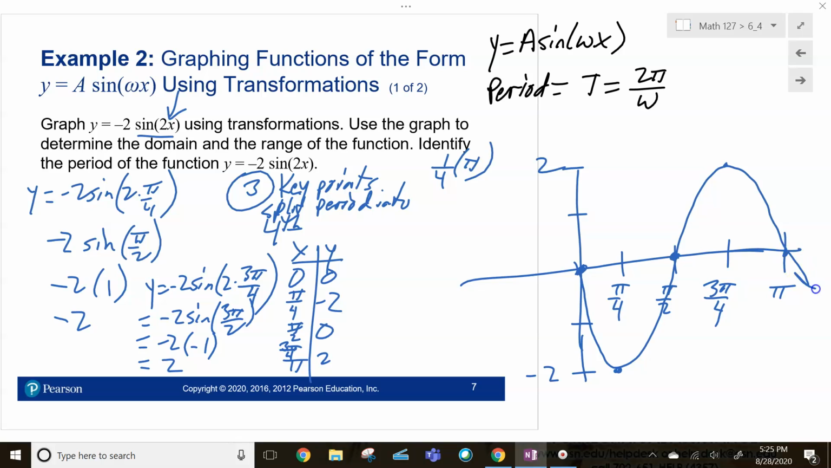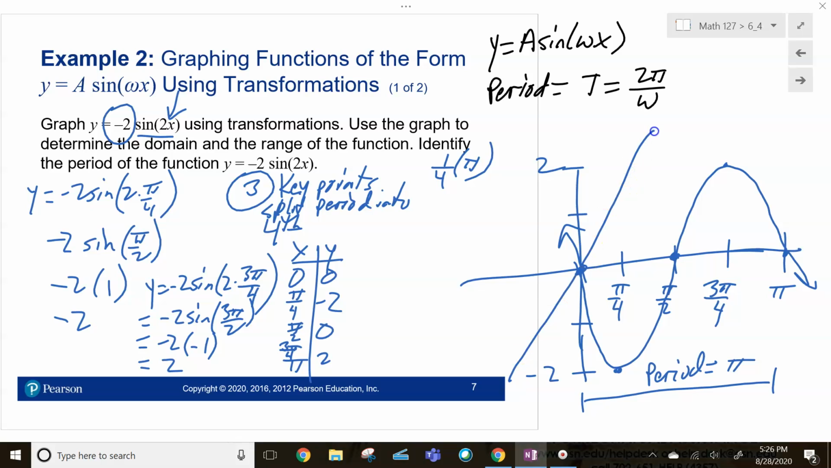It's just going to repeat that. And notice the period was only pi. It only took pi to do that. So that's what that omega does. In this case, the omega horizontally compressed that, because if that omega is bigger than 1, you're going to have a horizontal compression. And of course, that negative flipped it down. So instead of the sine going up initially, it was going down.